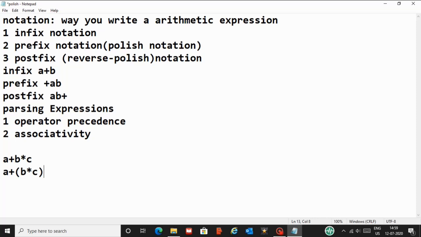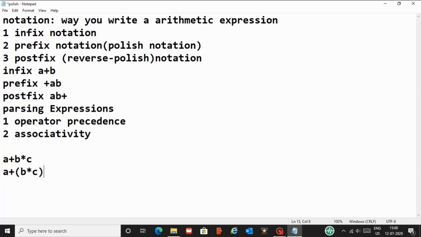Getting it? Because B is in between two operators here. I repeat, please pay attention. B is between plus and star. So which operator should get B first? It depends on the priority, the precedence of operators. Multiplication has higher precedence than addition, so first B into C will happen, and whatever is the result of B star C would be added to A. Hopefully you're getting it. This is an example of precedence.